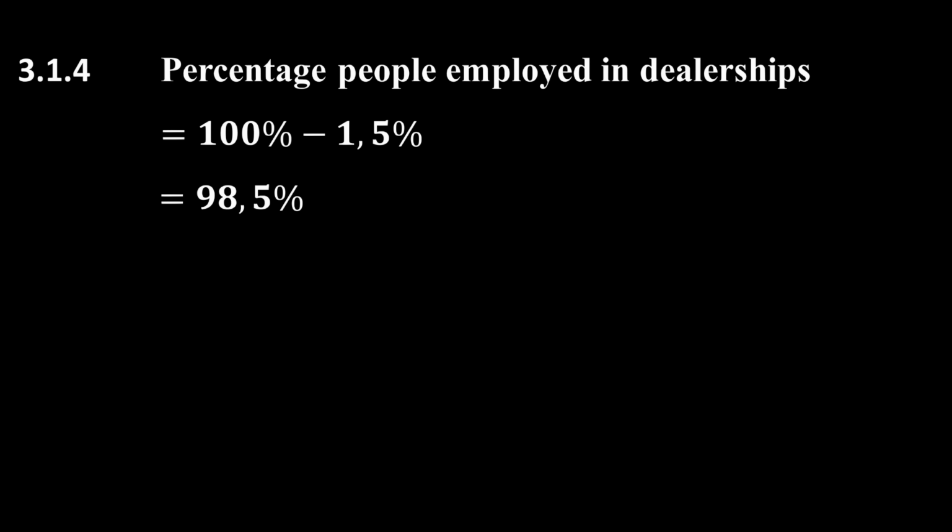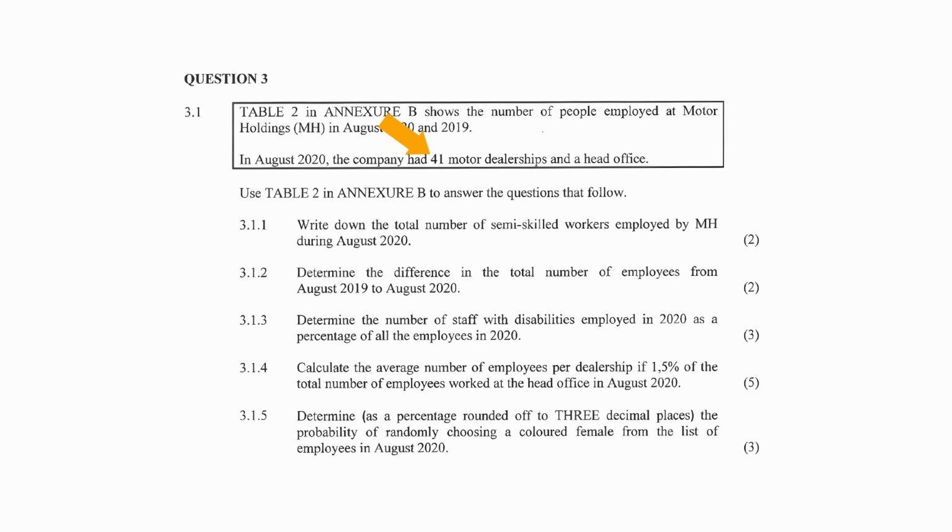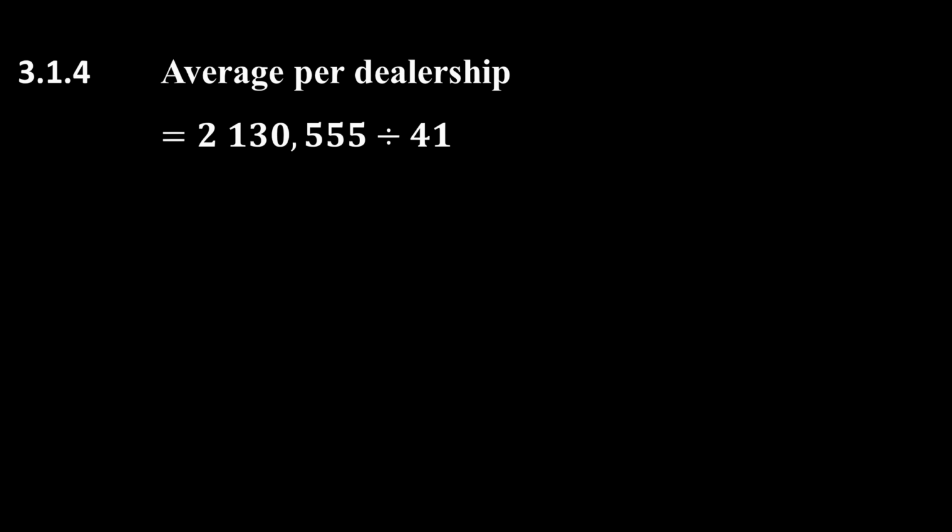So the total number of workers that worked at the 41 dealerships is 98,5 over 100 multiplied by the total number of workers of 2,163, and this equals 2,130,555. Now the average number of workers per dealership is 2,130,555 divided by the 41 dealerships, and this equals an average number of workers per dealership of 51,9647.